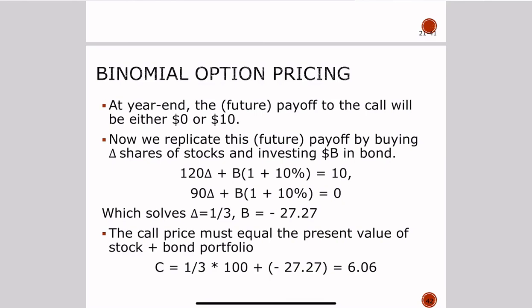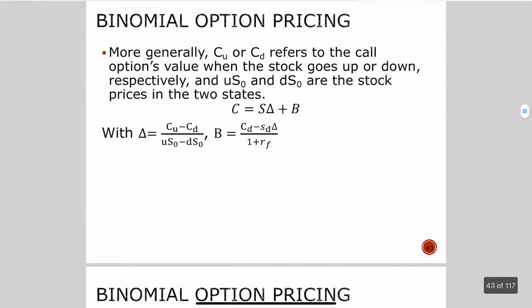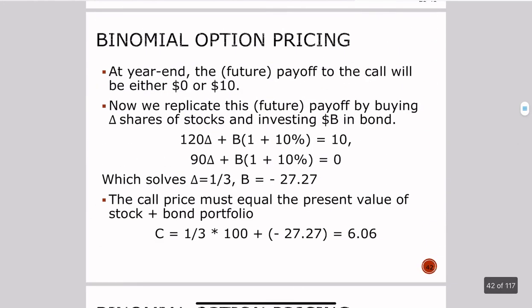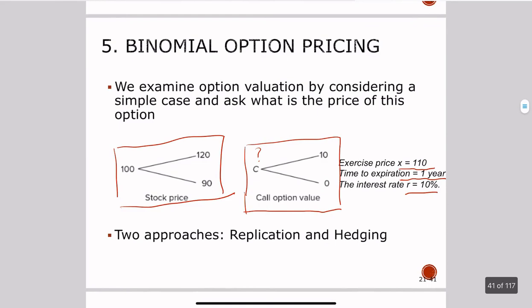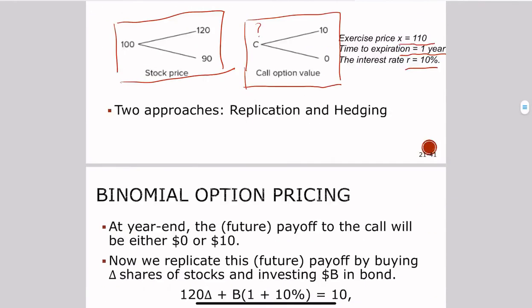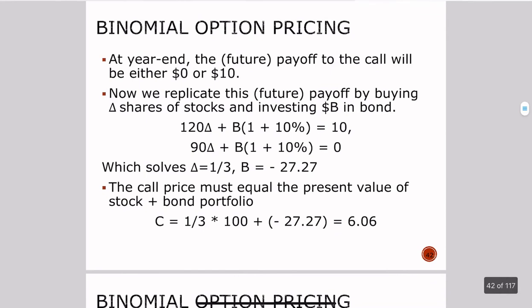In this replication case, we want to make sure this replication portfolio's payoffs are the same as the payoffs of this call. Then by the law of one price, if this replication portfolio has the same payoffs as the call, the present value of this call should be the same as the present value of this portfolio. So we could use the price of the stock and our investment in the bond to price this call option.